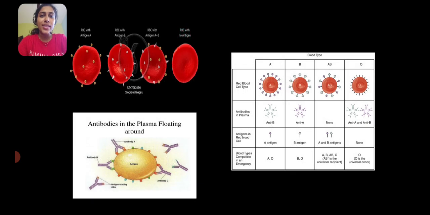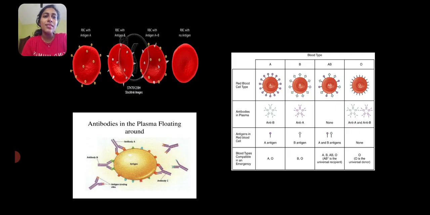Now you can see a picture. In the first picture, the RBC has antigen A. In the second picture, you can see the RBC which has antigen B. And in the third picture, you can see a donor RBC which has both antigens, antigen A and antigen B.